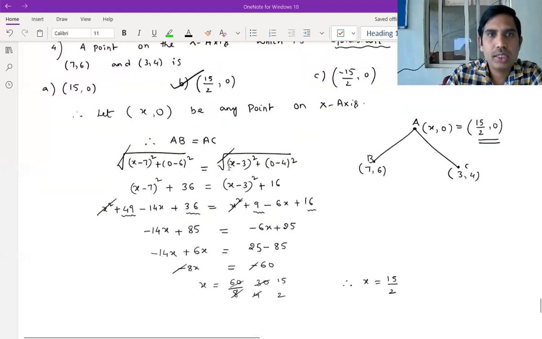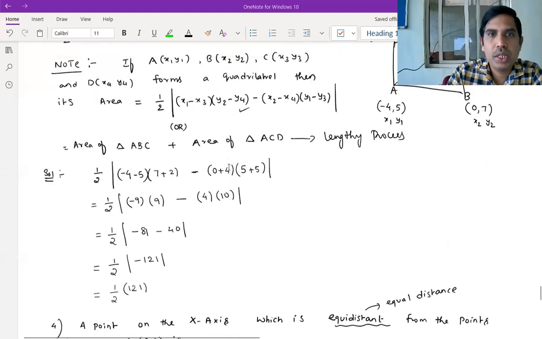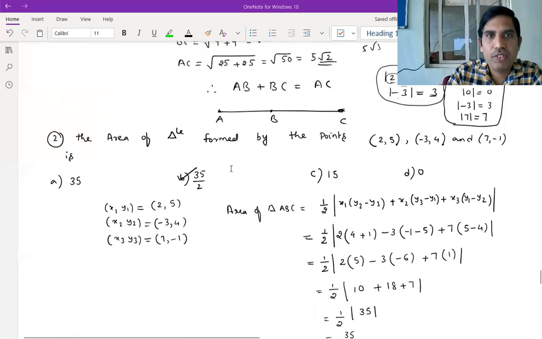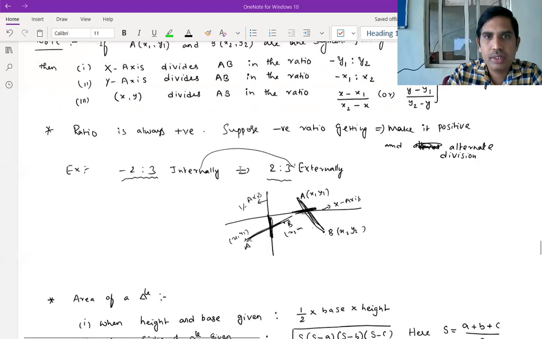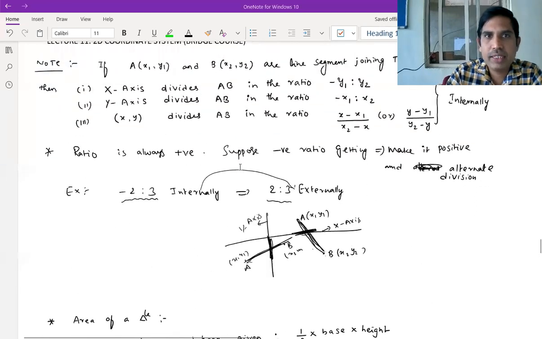So in the last class, we discussed some problems based on area of triangle and area of quadrilateral. Next, the problems on how the x-axis divides were not discussed yet. When 2 points A(x1, y1) and B(x2, y2) are given, for the line segment joining the 2 points, we find in what ratio the x-axis divides it, in what ratio the y-axis divides it, and in what ratio a given point divides it. Yesterday I gave this, see on the screen, I am showing that one.